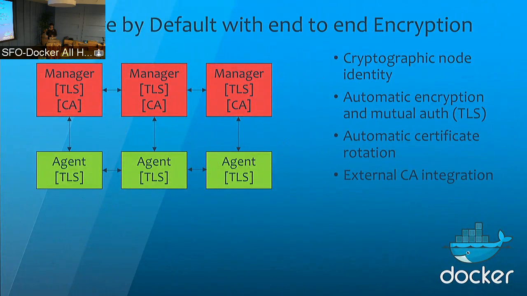With 1.12, with the commands that we saw, when you create a cluster, it is secured by default. In this case, we have a cluster with multiple managers and multiple agents, and each manager has its own certificate authority, and it will create certificates and pass them down to agents. Certificate rotation is done automatically. Node identities are cryptographic, and you can also integrate an external CA if you want to do that. So the bottom line is that the cluster you create is secure by default, and you don't need to interact with TLS at all. It is completely managed for you. Everything can be customized, obviously, for those who have specific requirements, but we have sensible defaults in the cluster.